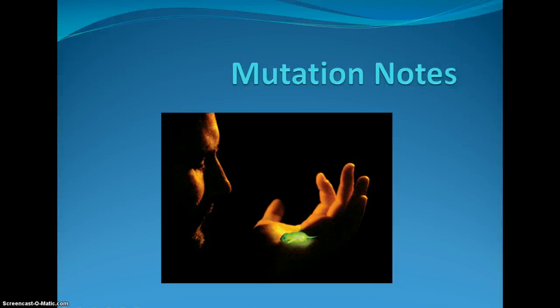Mutation Notes! I really wish they could see. He was doing spooky fingers. Hands. Yeah. And because you probably are wondering what this man is holding, it is a glow-in-the-dark mouse. Dun dun dun.